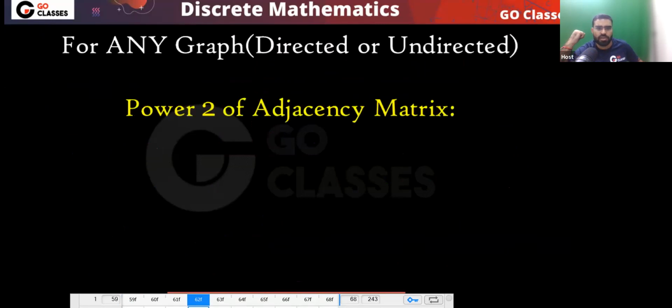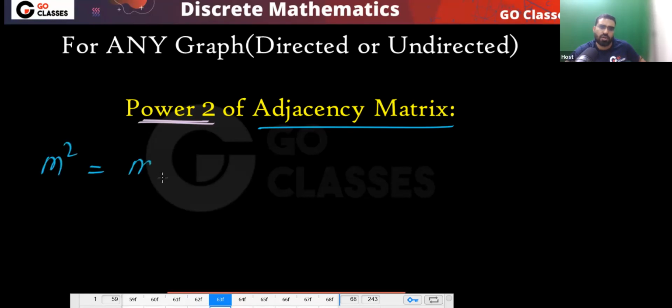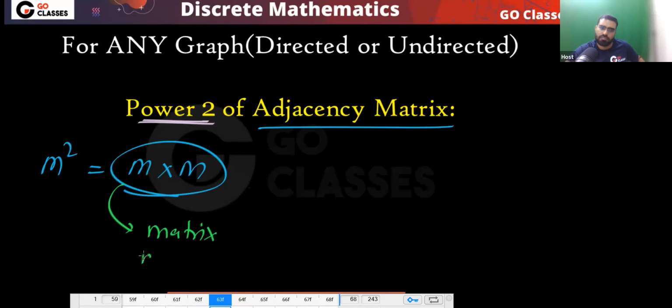If you do power 2, then what will happen? If you do M power 2, then what will happen? M power 2 means matrix multiplication, right? Yes or no? Matrix multiplied by matrix. This is your matrix multiplication.